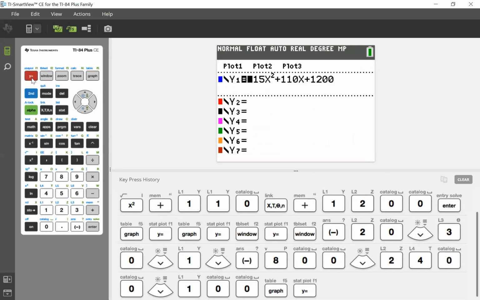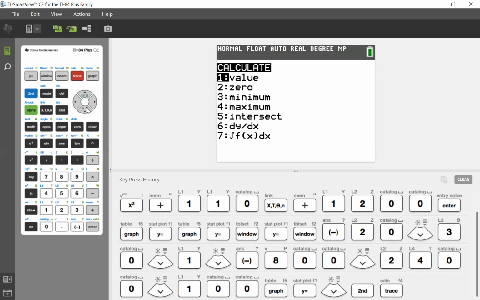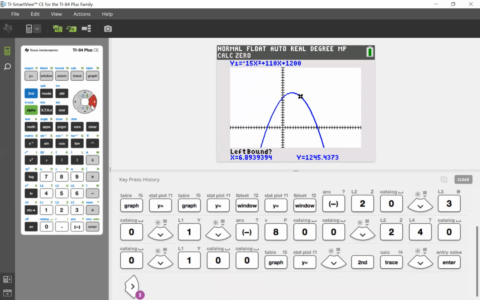Hit y equals, and you could do this a couple different ways. And you know what? Let's go ahead and show you a different way. So if I hit second calculate, over here to go to zeros, because intercepts are also called zeros or roots, go ahead and hit that 0 button. And then your calculator is going to ask me for a left bound and a right bound.